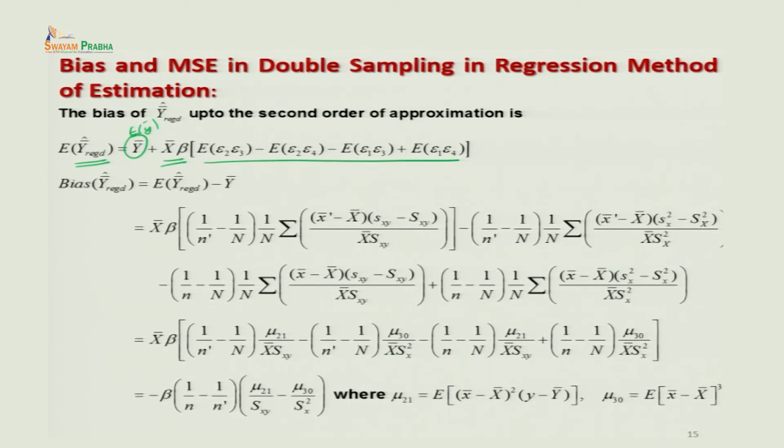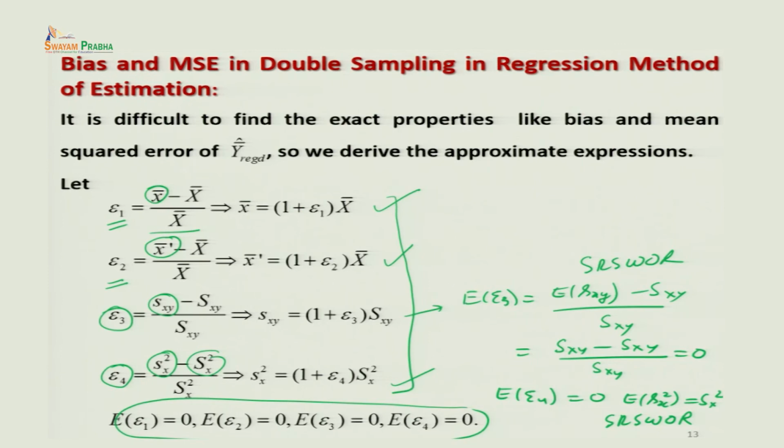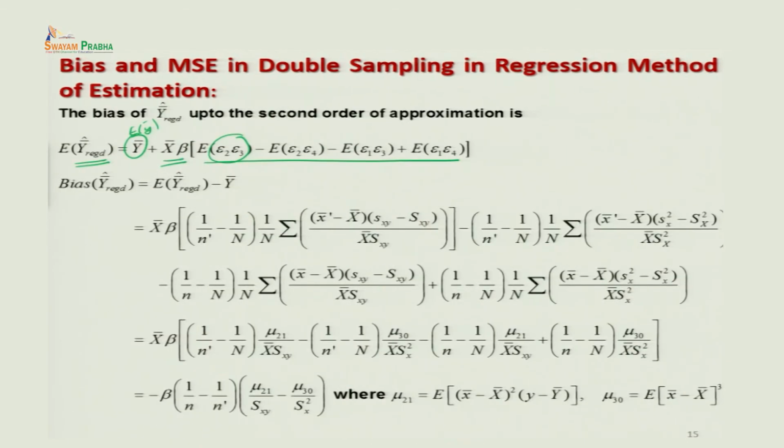Suppose you see the expected value of epsilon 2 epsilon 3, what is this all about? Epsilon 2 is about x bar prime, and epsilon 3 is about sxy. So, finding out this expectation, that is the expected value of x bar prime minus x bar into sxy minus sxy, beside some other factors, is not so straightforward.